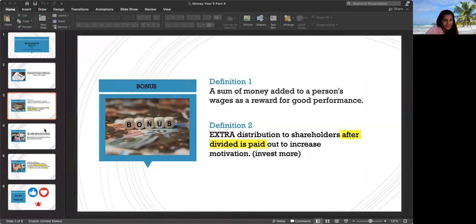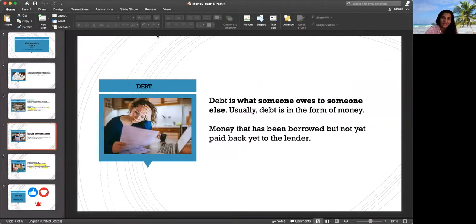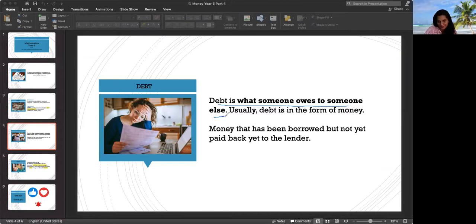The third term that we are going to look at today is debt. Now, what is debt? You see this girl with her hands on her head, headache. Debt is what someone owes to someone else. Usually it's in the form of money. Sometimes you can even have it in other forms, such as favors. If you owe someone a favor, that's also debt. But usually we take it to be money.